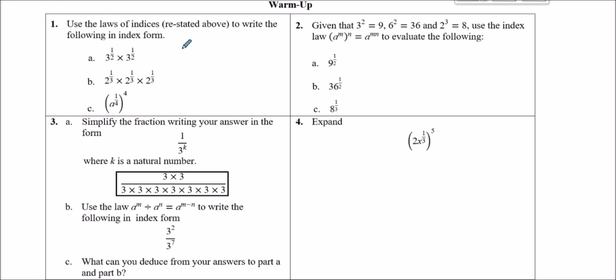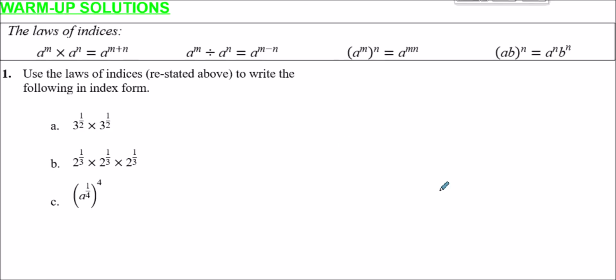So let's have a look together at the solutions to question 1. For question 1, we've got these laws of indices, which we can remind ourselves from last time. Using these laws, let's write the following in index form. So first of all, 3 to the half times 3 to the half. All we need to do here is remind ourselves that we add the powers when we multiply. So 3 to the half plus half is the same as 3 to the power 1, which is obviously just 3.